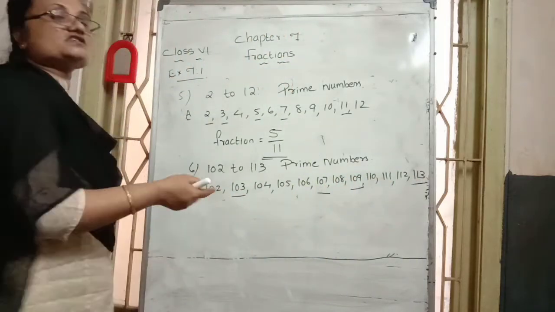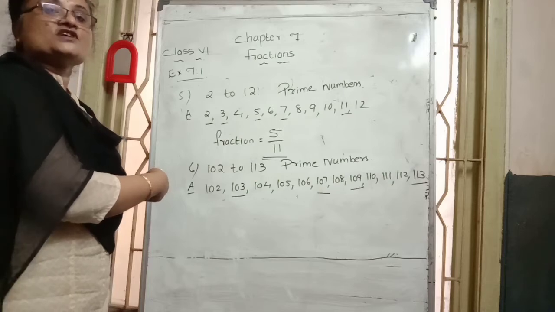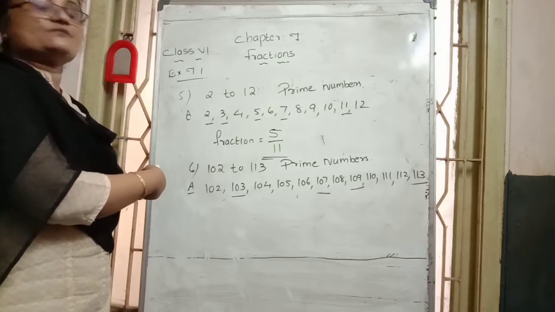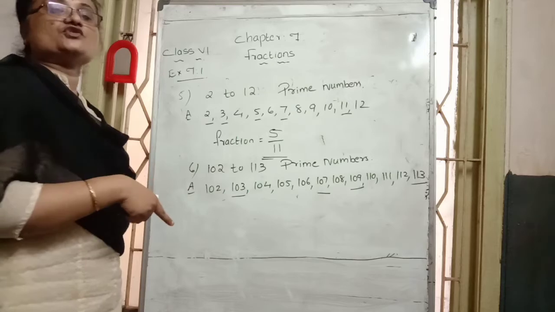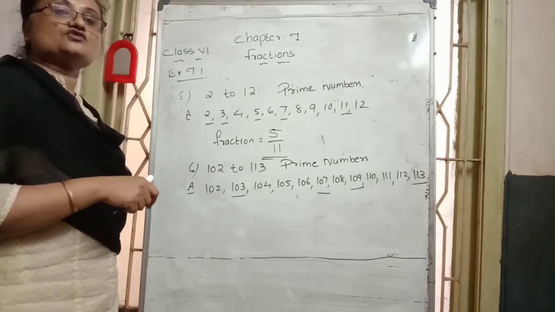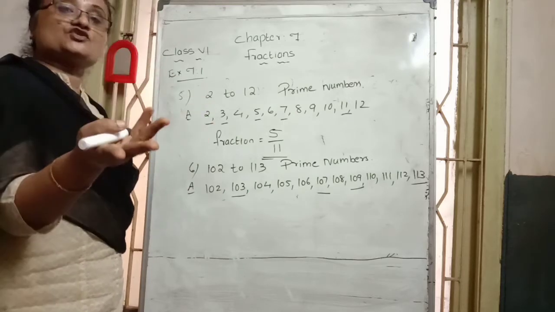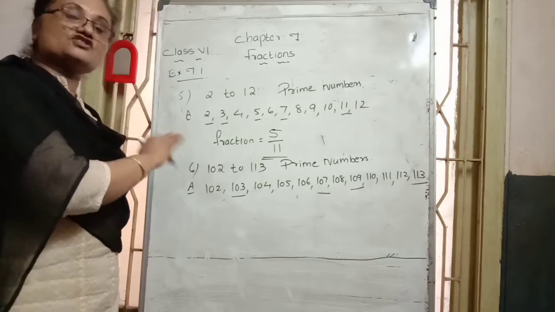Here 102 is possible to divide with 2. Why? Because 2 is an even number. That's why 102 is possible to divide with 2. So 102 has more than 2 factors. So it is not a prime number, it is a composite.